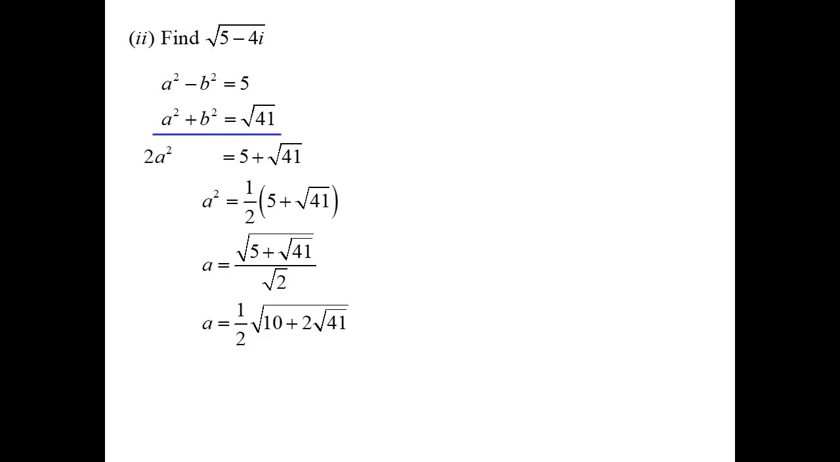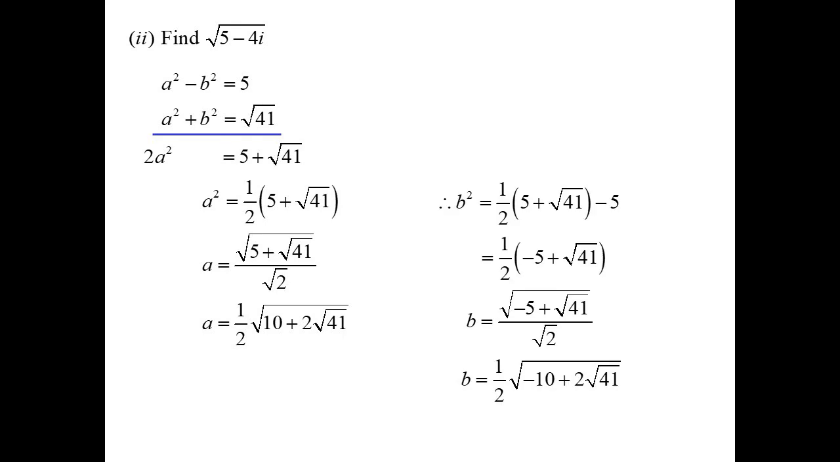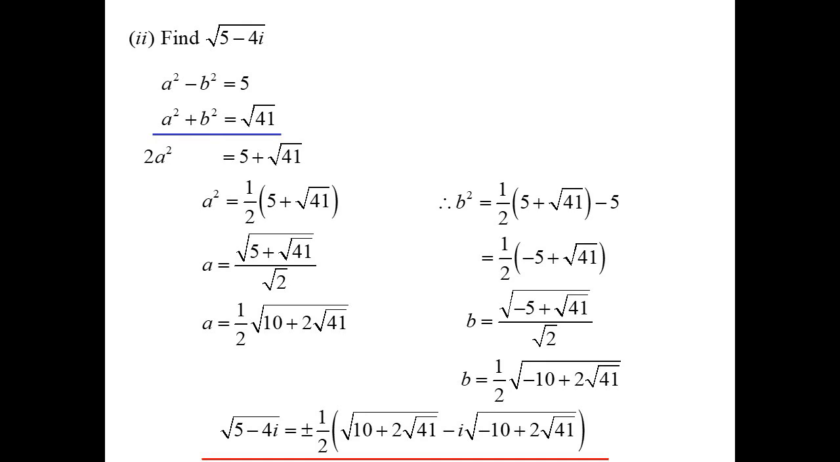Okay, difference of 2 squares is 5. The sum of 2 squares would be the square root of 41. Simultaneous equation, I can still do it. A is a half of the square root of 10 plus 2 root 41, whatever that happens to be. And then I just have to substitute back in and I can work out b. B is the square root of negative 10 plus 2 root 41. Therefore, there's my answer. Well, that is the answer.